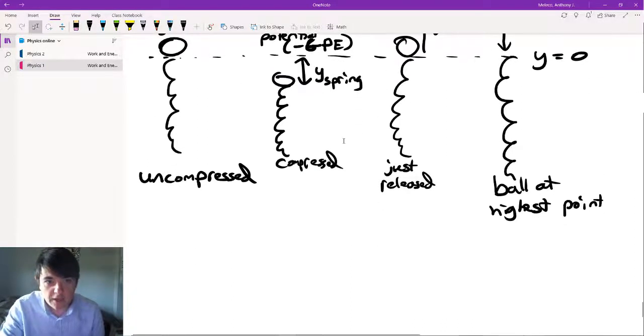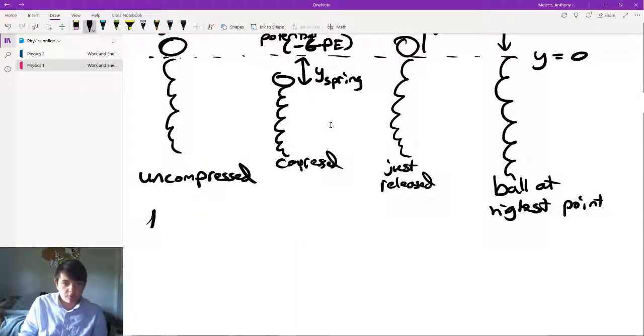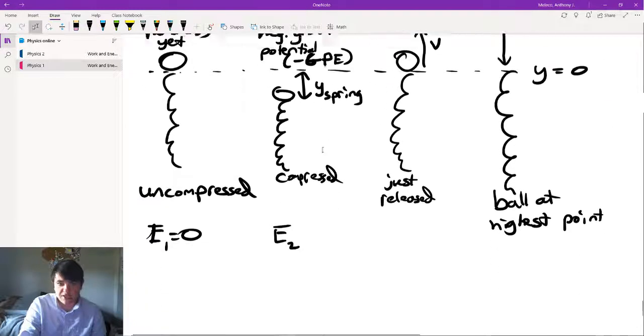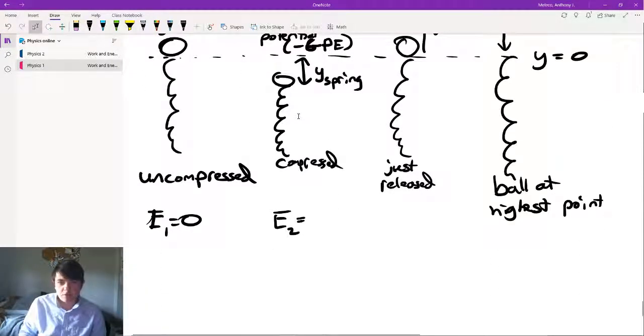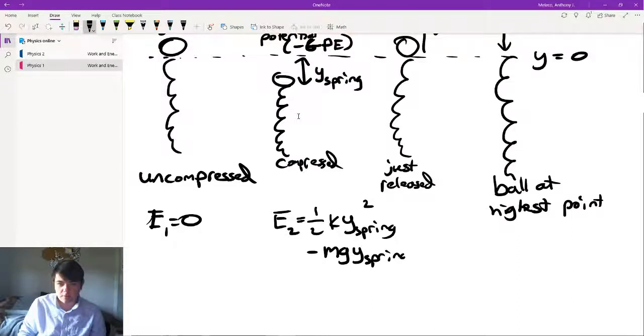Now let's go ahead and mark out mathematically what our energies are. E1, again, is 0. This is before anything happens. E2, we're going to have spring potential energy and negative gravitational. So E2 will have 1/2 k y spring squared, and then minus our gravitational potential energy, minus mg y spring, because y spring is our distance here. That's what I called it.